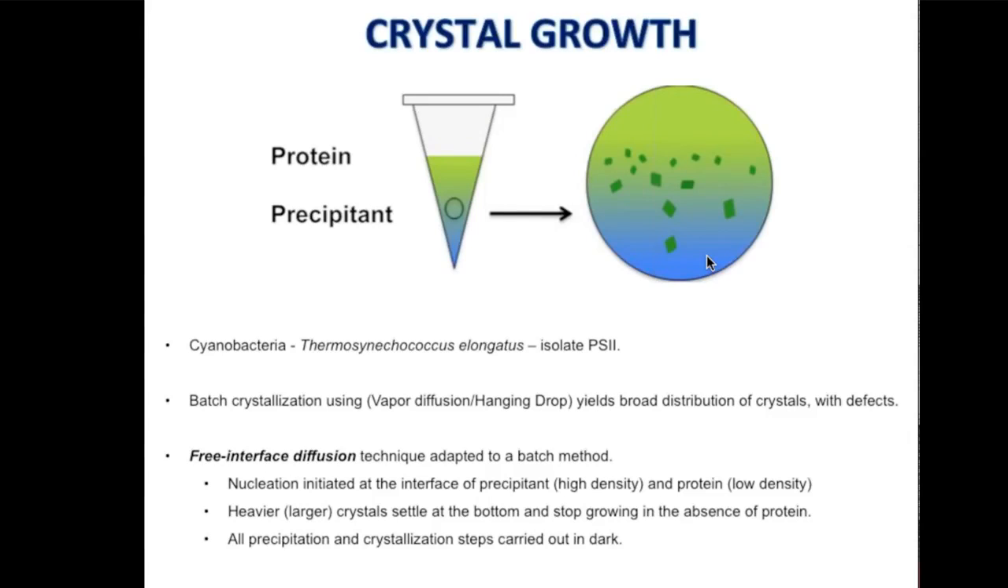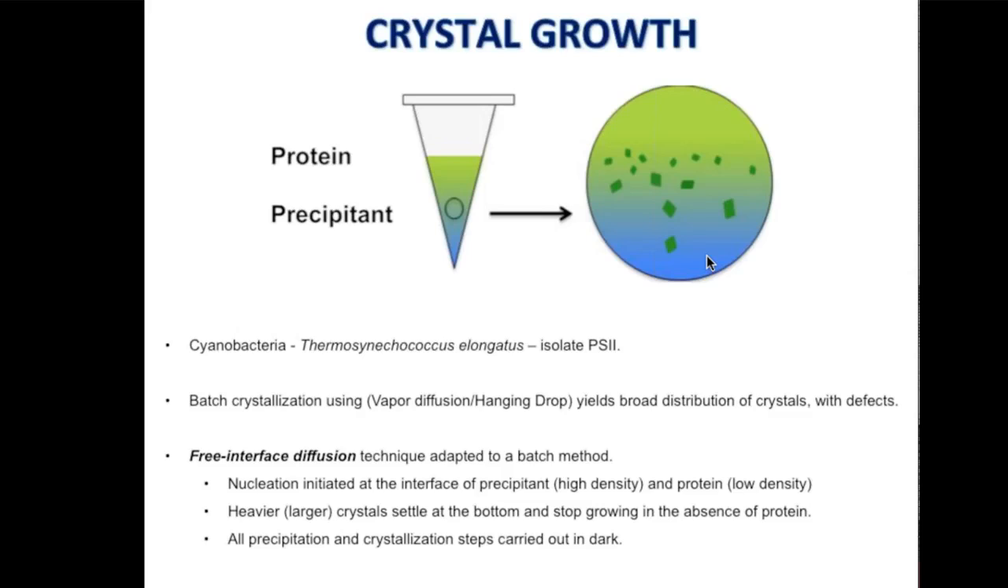which is a very simple technique if you think of it, and very smart, which is that you have a two-phase system. One is the protein and another is the precipitant. The precipitant is typically at a higher density than the protein, and then you have the nucleation happening right at the interface. The cool thing about this is that as the crystals nucleate and start growing into larger sizes, obviously because they accumulate more mass, they're going to settle down.